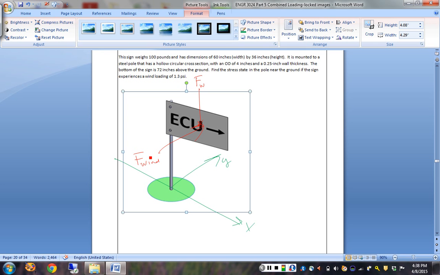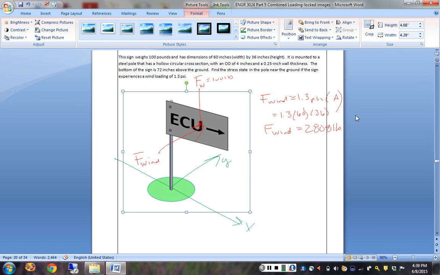So my weight force, we are told, is 100. And my wind force is 1.3 psi times the area, and the area is 60 by 36. So 1.3 times 60 times 36 is 2808 pounds. All right.